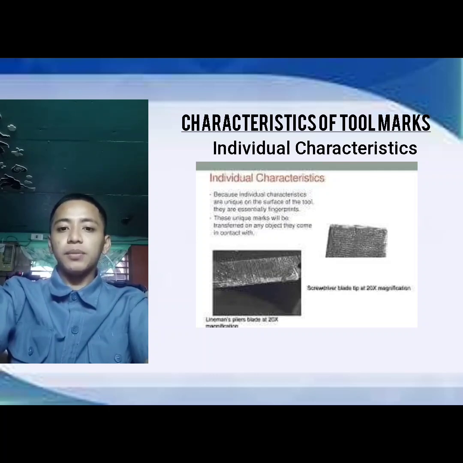and the individual characteristics. Individual characteristics, also called accidental characteristics, are the striations and the small particularities exhibited by the tool that are individual to one unique tool.